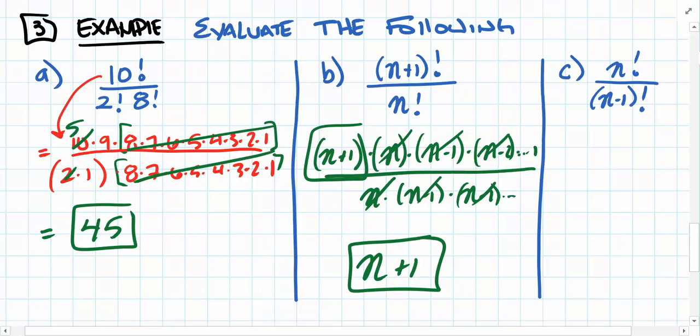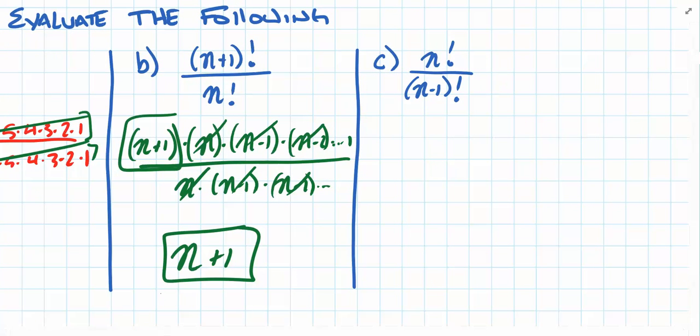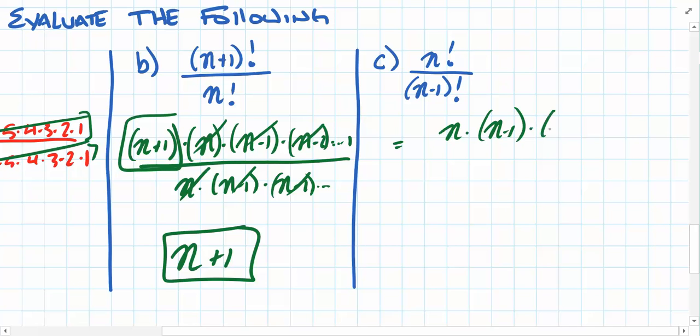Okay, let's do one more together. Let's move over here, for example. Okay, n factorial over n minus 1 factorial. So this means I'm going to have n times n minus 1 times n minus 2 all the way down until I get to the number 1.